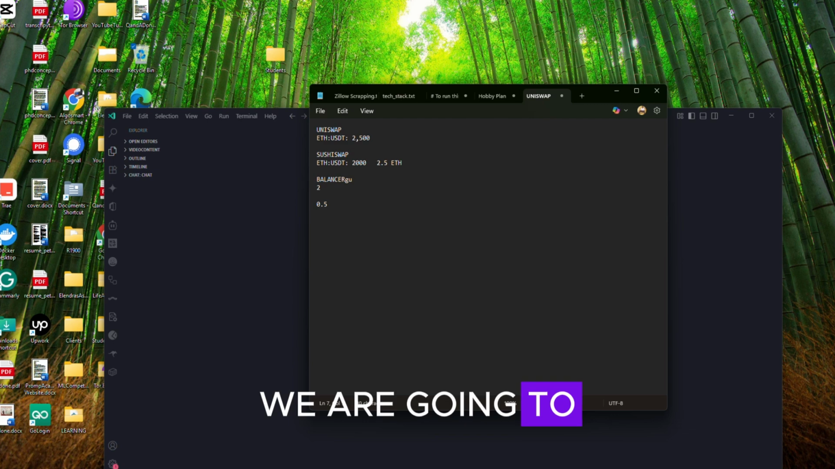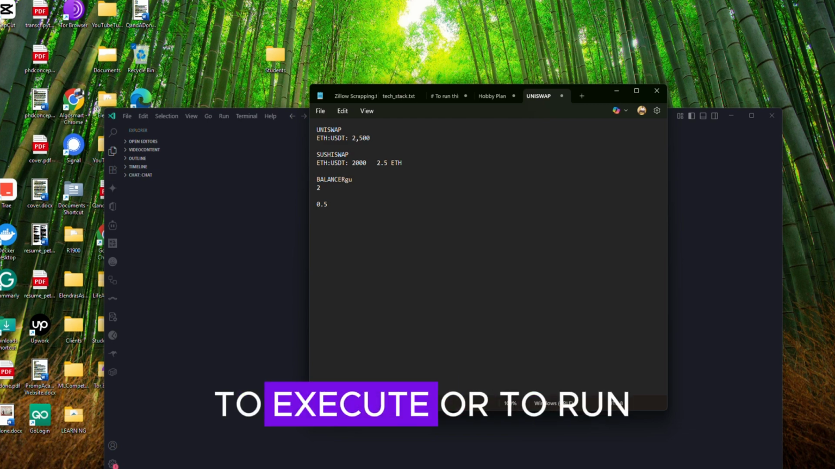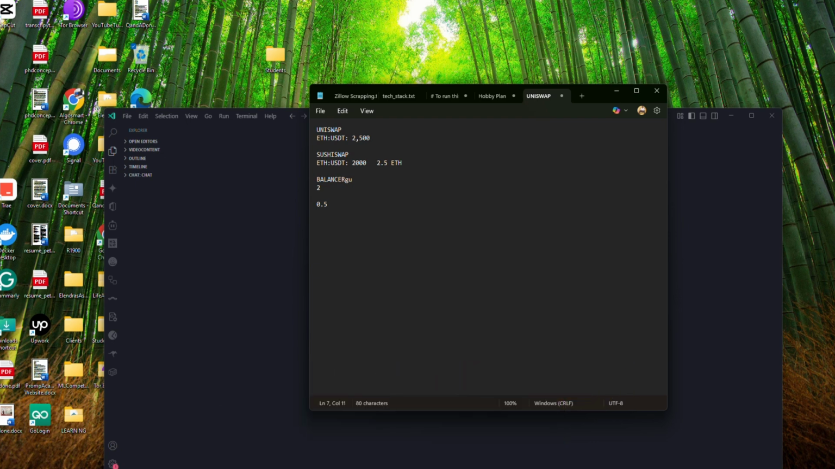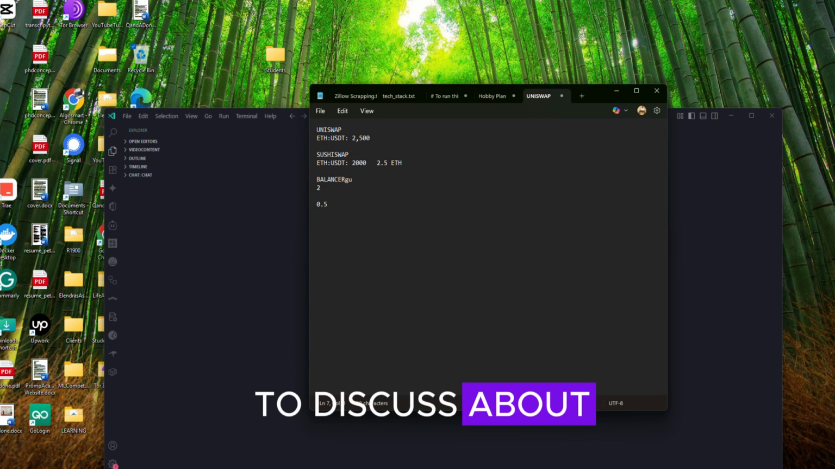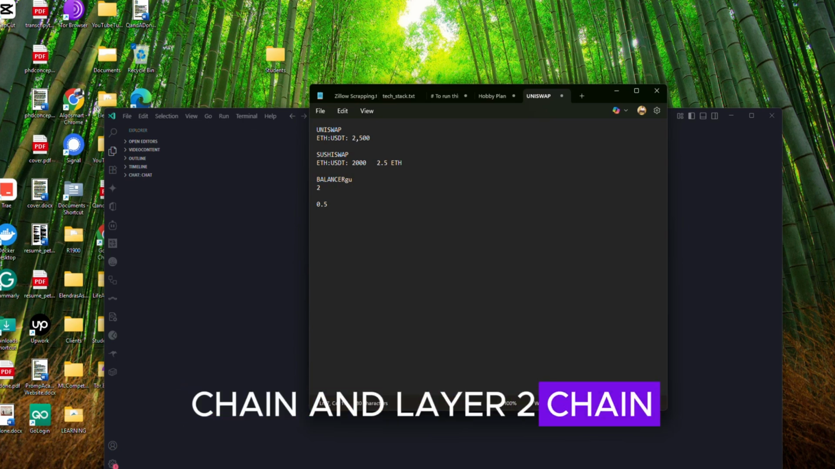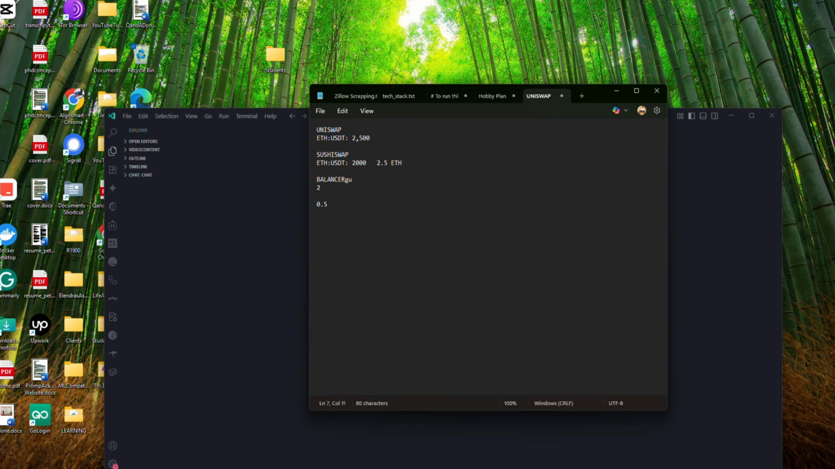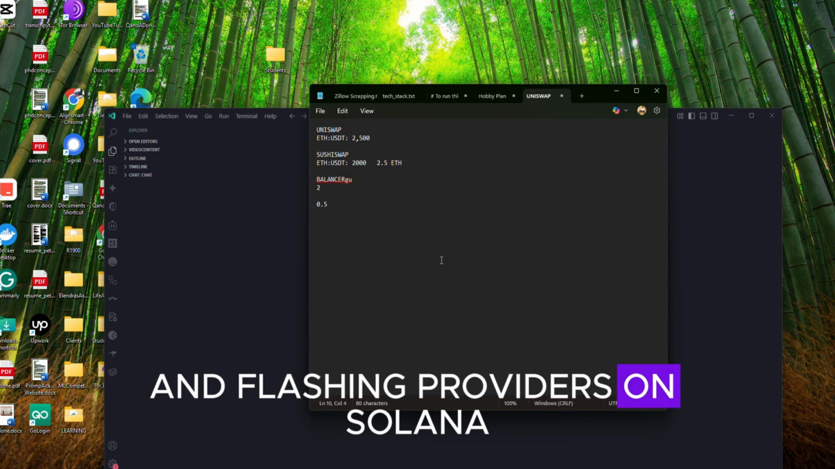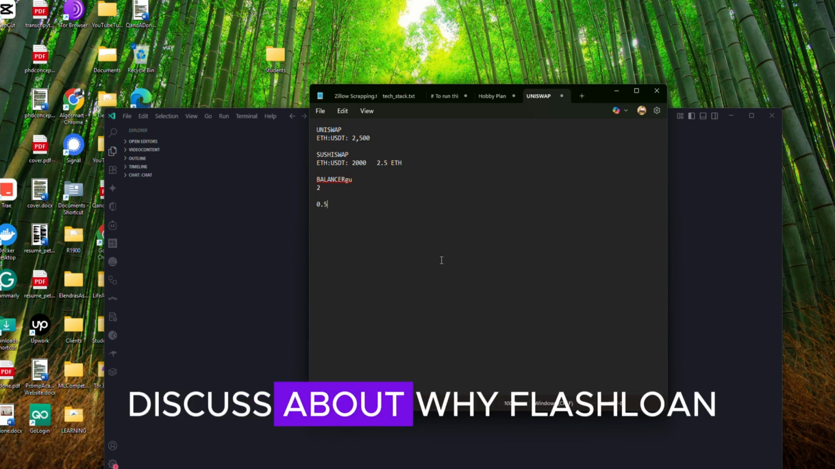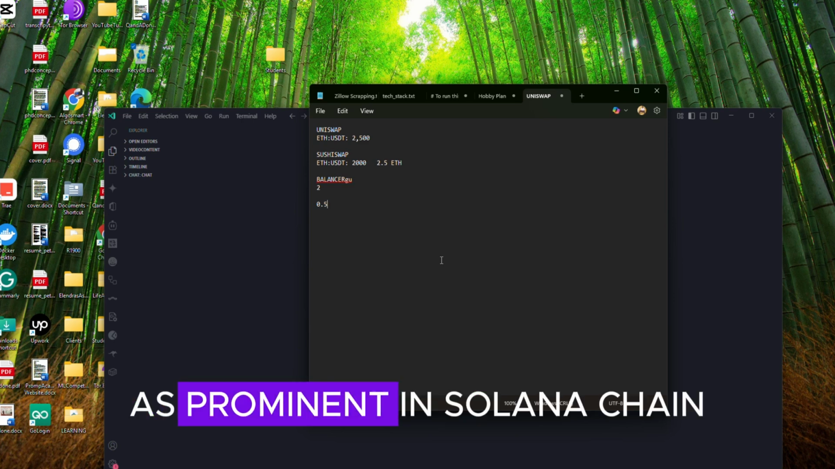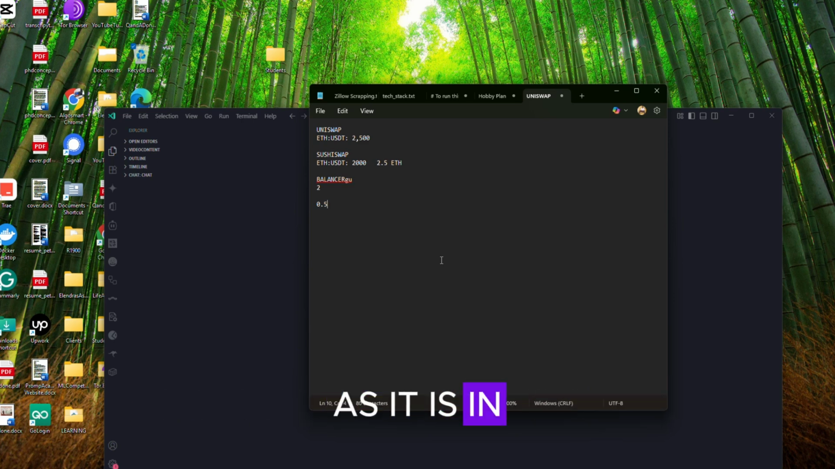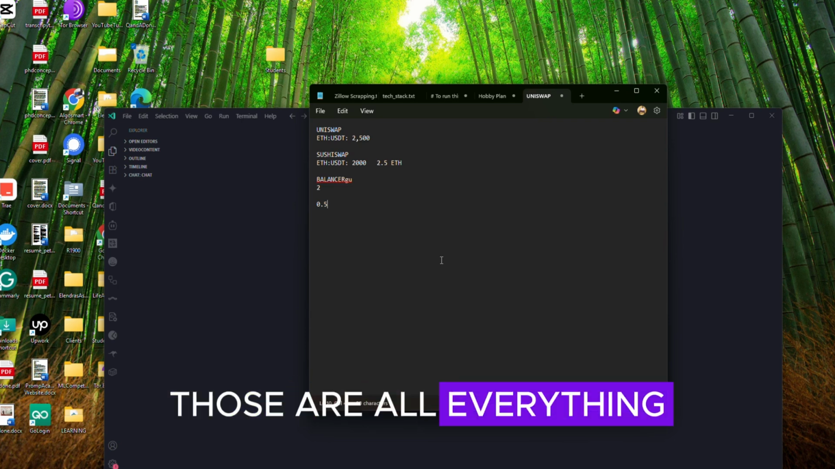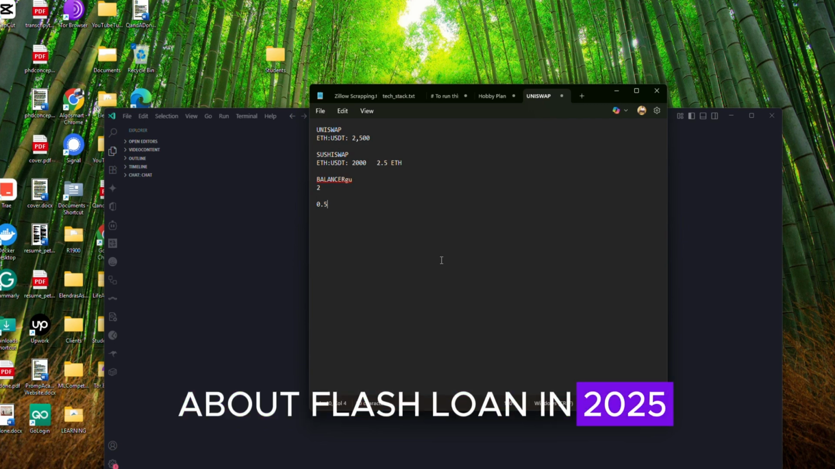And also we are going to write code on how to run bots that identify opportunities. And we're going to discuss the differences between layer 1 and layer 2 chains or EVM chains, different flash loan providers in different EVM chains, and flash loan providers on Solana. And lastly, we are going to discuss why flash loans are not as prominent on the Solana chain as they are on the Ethereum chain.